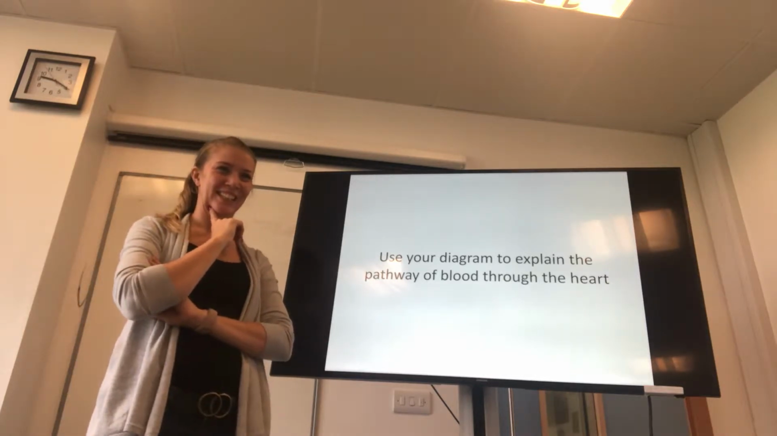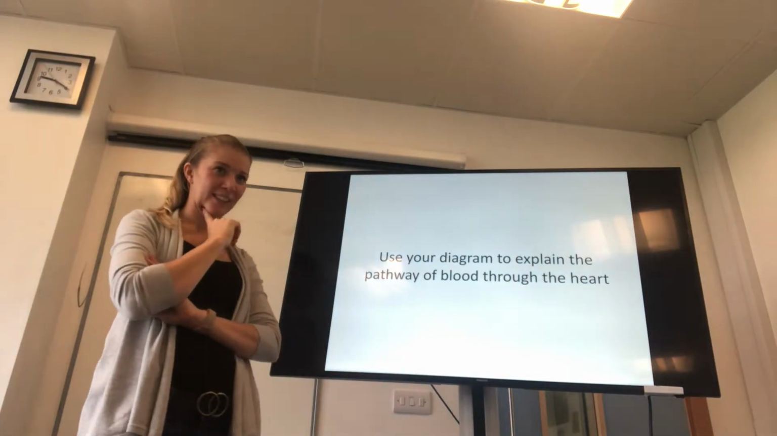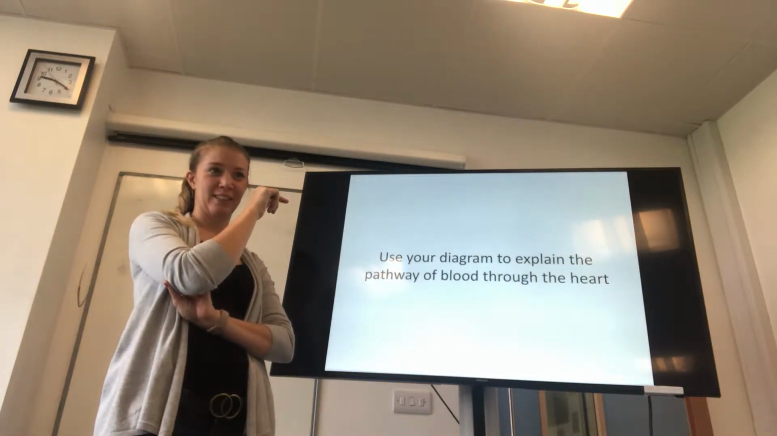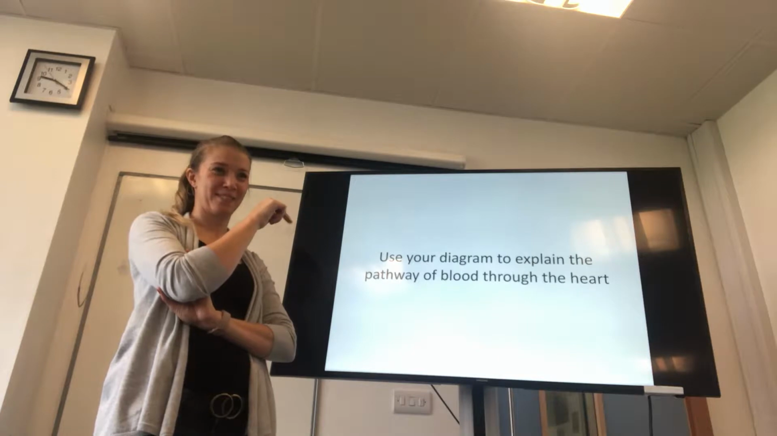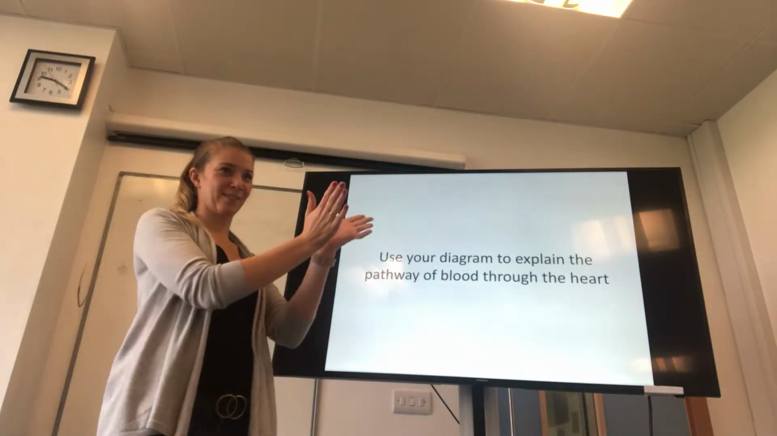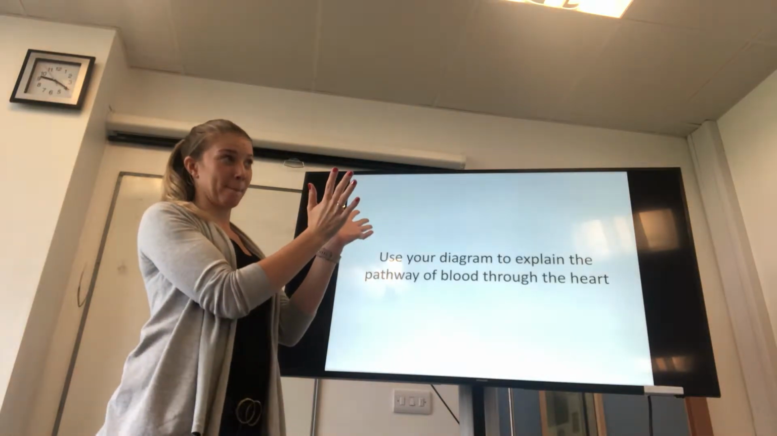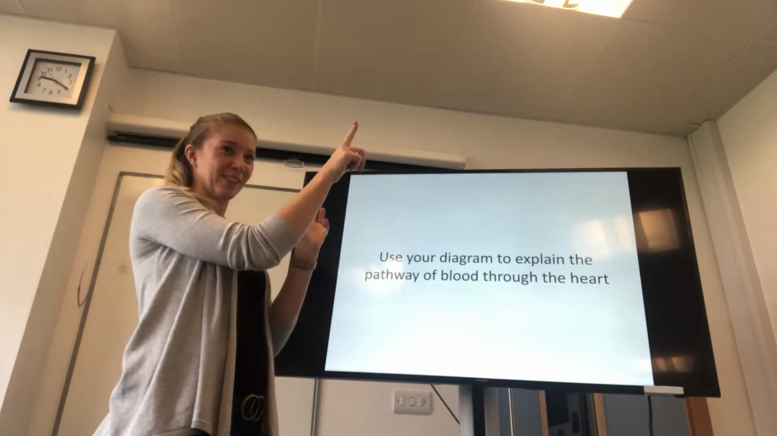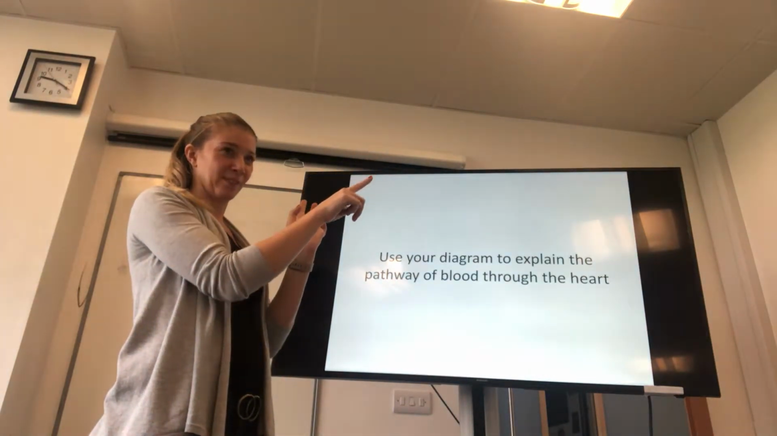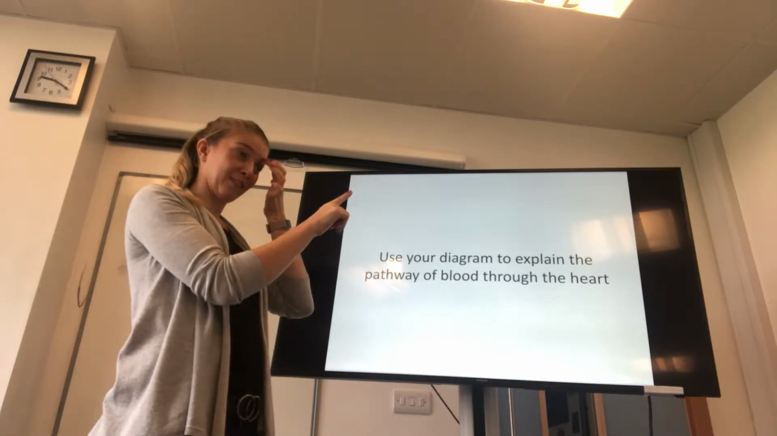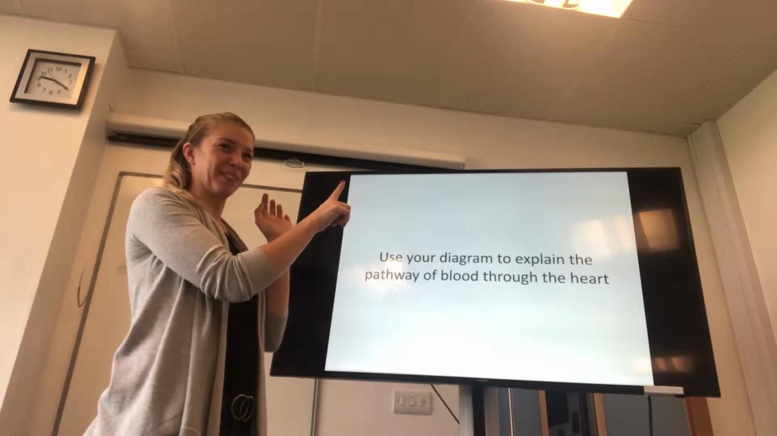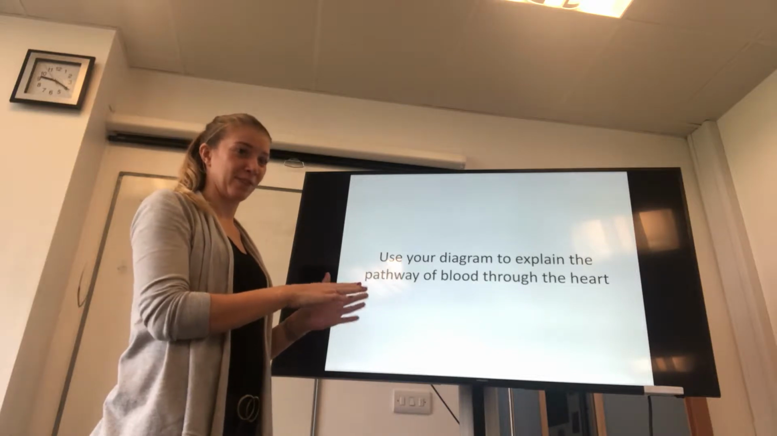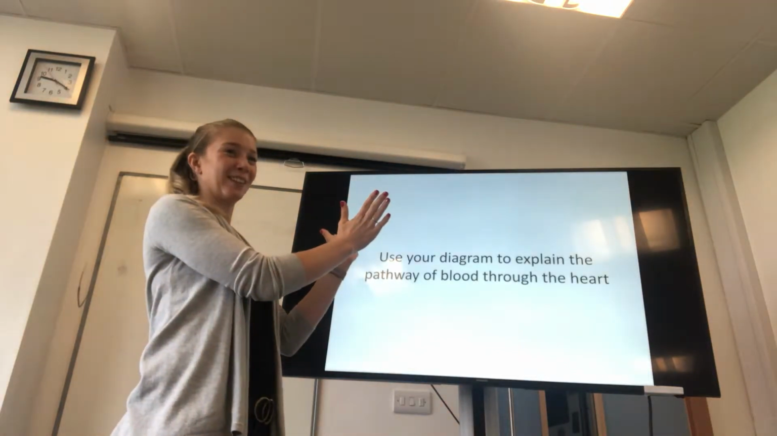It goes in through the superior and inferior vena cava, into the right atrium, through the tricuspid valve, into the right ventricle, through the pulmonary valve, into the pulmonary artery, out to get oxygen from the lungs, comes back through the pulmonary veins into the left atrium, and then through the bicuspid valve into the left ventricle, out through the aortic valve through the aorta.